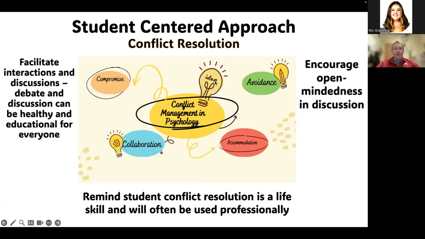Encourage open-mindedness in your discussions, and this is going to help with conflict resolution. And when we do have a conflict come up in your classroom, facilitate the interaction. They're adults, right? Allow them to build this life skill, share this with them. They need to come to a compromise. They need to collaborate, accommodate, and avoidance if necessary, but facilitate them. It's a part of the learning skill. Maybe they never had conflict resolution taught to them before.